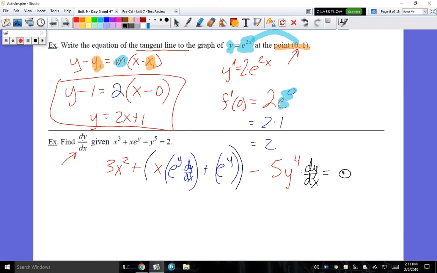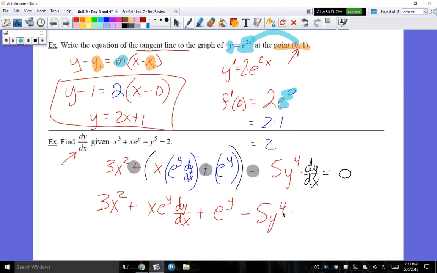Now remember, our goal is to get these dy dx's by themselves. So quickly I want to identify where are all my plus and minus pieces so that I can see what's going to end up GCFing, what needs to distribute, so on and so forth. So multiplying, there's nothing really here to distribute across these, okay? Just a positive 1. So we have 3x squared plus x e to the y dy dx plus e to the y minus 5y to the fourth dy dx is equal to 0.